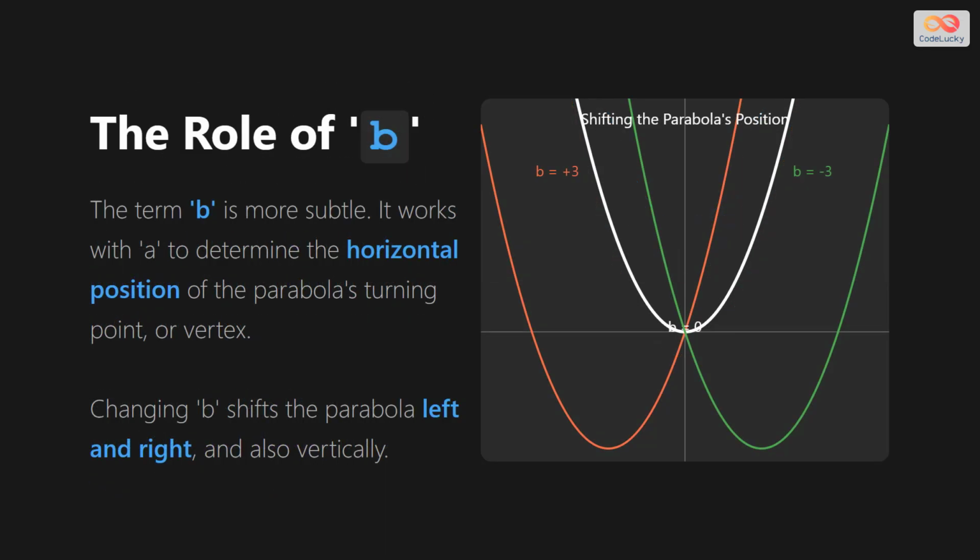The b term is a bit more nuanced. It influences the horizontal and vertical position of the parabola. Changing the value of b will shift the parabola left or right, and also up or down. It works together with the a value to place the parabola in its precise location on the graph.